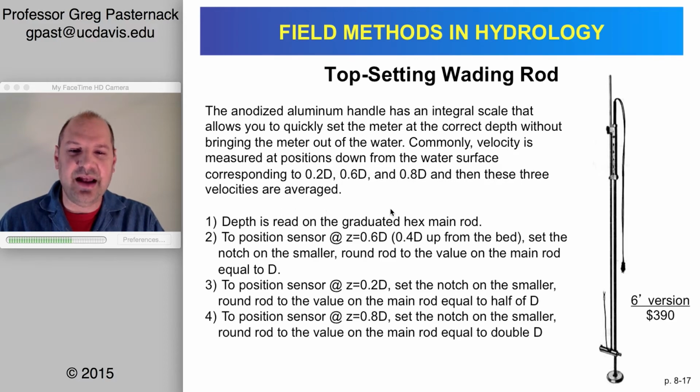So depth is read on the graduated hex main rod. So this rod is graduated, it has a hex shape, and you read the depth. You just put it in, look at where the water is, and read off the depth value. So let's say that you had a 30 centimeters depth. Then you come up to the top, and for the metric one, it would be numbered 1 through 10, and you put it at the 3. This round rod is also graduated, and you line the 3 up here with 0 on the side, and that would be the 30 centimeters.